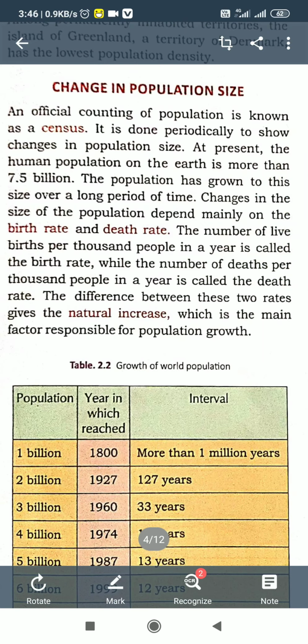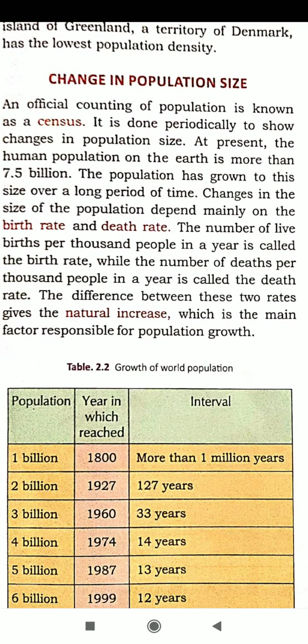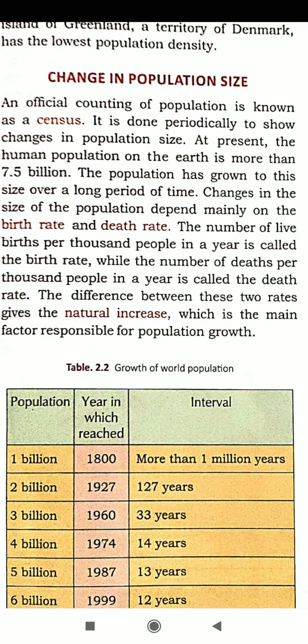We know, students, an official counting of population is known as a census. It is done every 10 years. It is done periodically to show changes in population size. At present, the human population on the earth is more than 7.5 billion. The population has grown to this size over a long period of time.